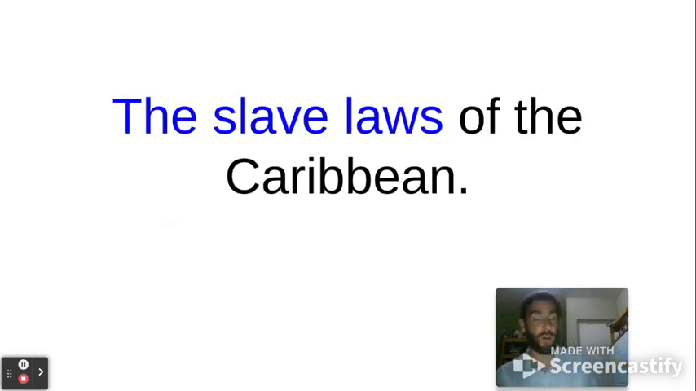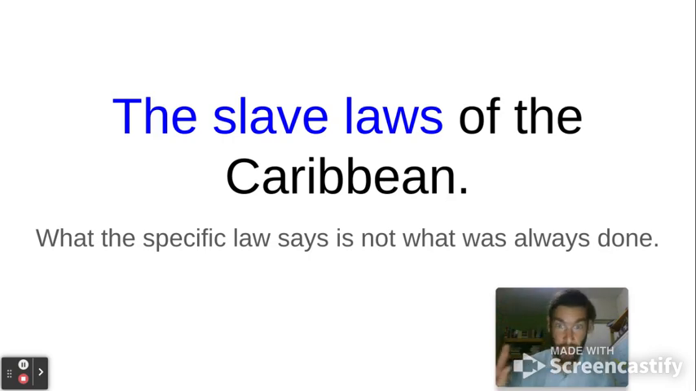When we look at the slave laws of the Caribbean, we've said before, what the specific law says is not what always was done. So the law is this thing, but what we see happening, what we know happened on the Caribbean islands in the 15th, 16th, 17th, 18th, and 19th century, is a different thing. A whole thing altogether. So we have these two things, and we're going to look at how the planters worked with the slave laws, and what we know from the records and diaries that really happened.